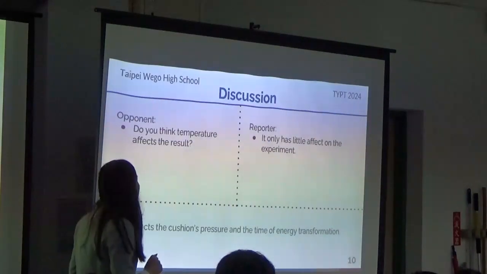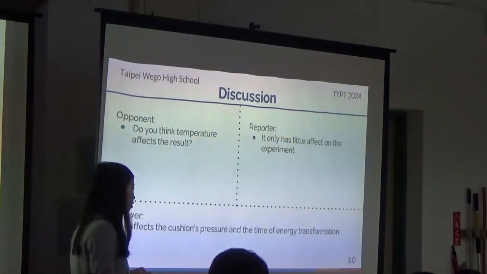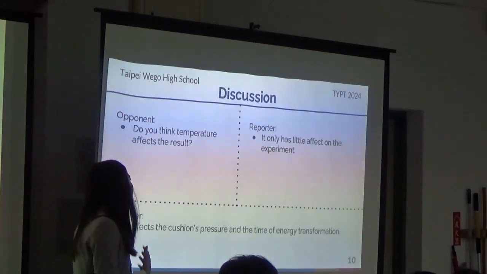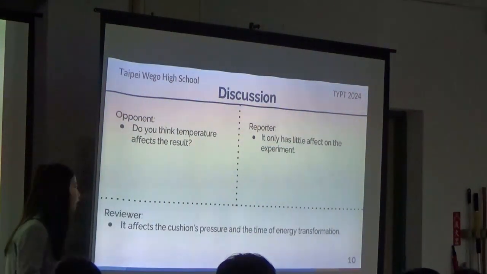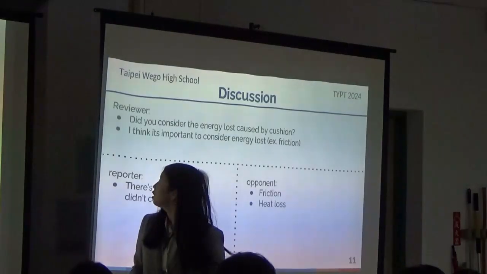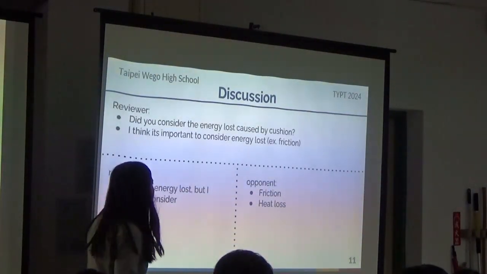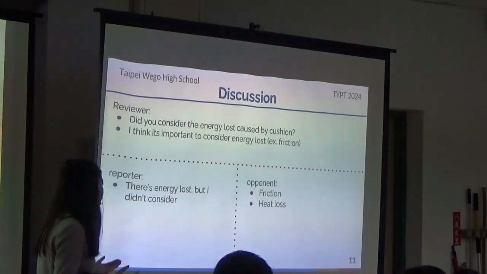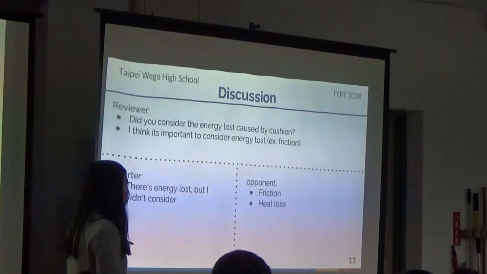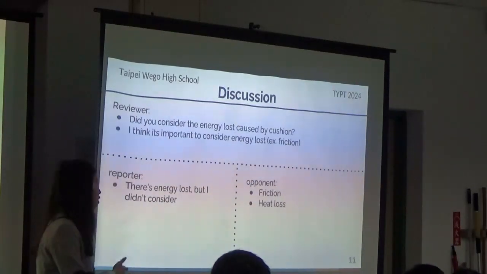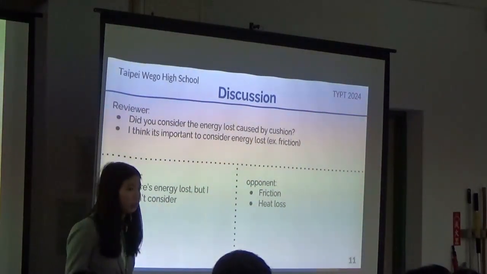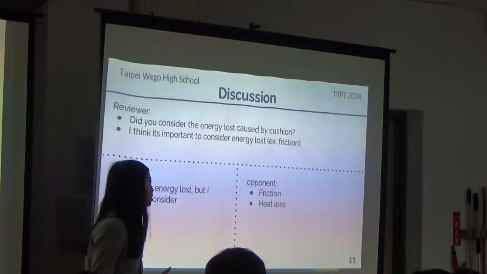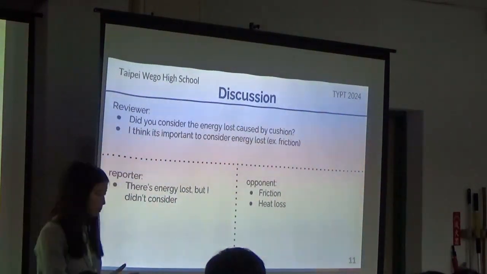And then the opponent asked, do you think that the temperature affects the results? The report says that it only has little effect on the experiment. And we think that it affects the cushion pressure and the time of energy transformations. Then we asked, do you consider the energy loss caused by the cushions? The report says that there is energy loss, but she didn't consider it. The opponent said that friction and heat loss may be some major factors. And we think that it is important to consider the energy loss, such as friction.